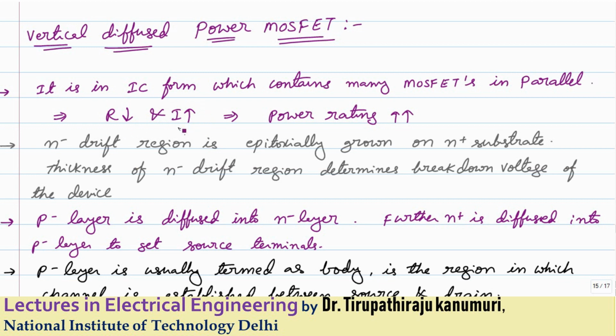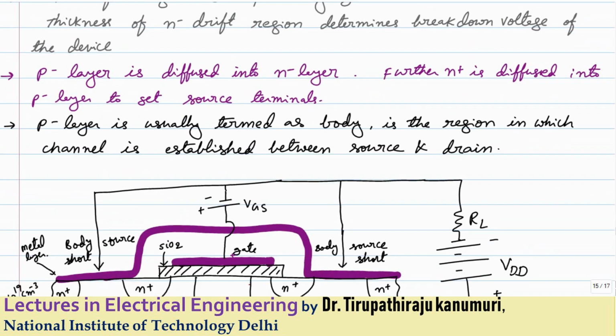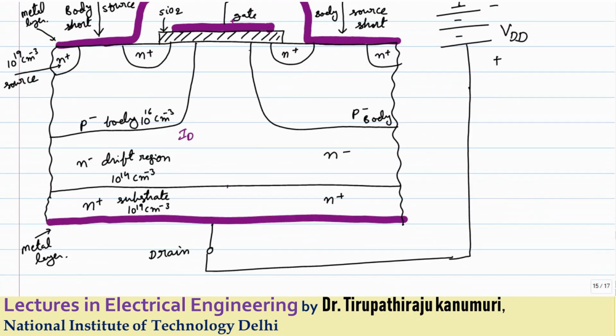When the current carrying capacity is increased, automatically the power rating of your device will increase. So how is this made? This is made like this. Initially we take one N plus substrate. On an N plus substrate, this plus indicates heavy doping. That means the doping level is of the order of 10 to the power of 19 per centimeter cube.